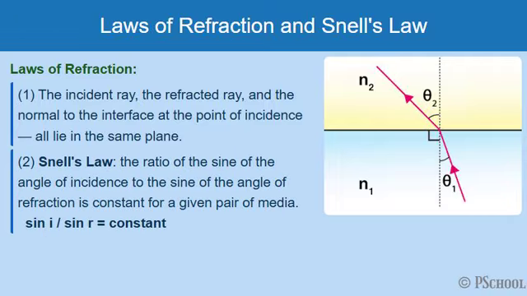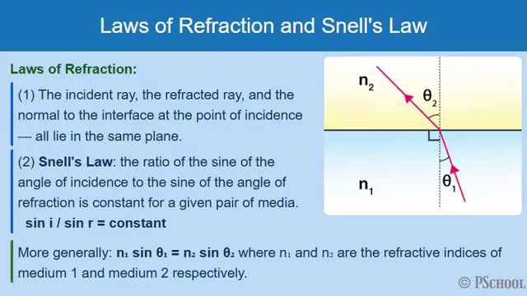Second law, also called Snell's law: the ratio of the sine of the angle of incidence to the sine of the angle of refraction is constant for a given pair of media. In formula, sin i divided by sin r equals a constant n. More generally, Snell's law is written as n1 sin θ1 equals n2 sin θ2, where n1 and n2 are the refractive indices of the 2 media.